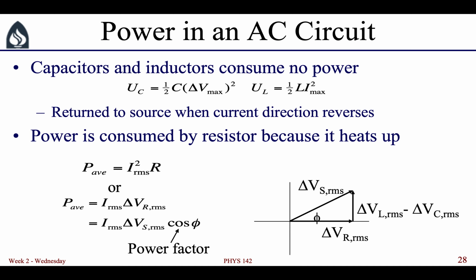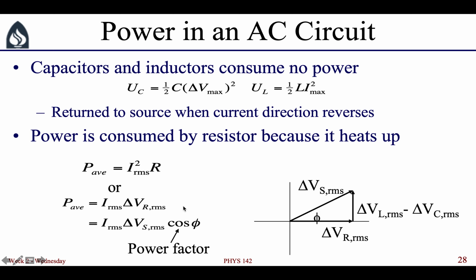So the average power consumed by a resistor is equal to the average current, or the RMS current, squared times the resistance. Or we can use the expression that the average power is equal to the RMS current times the RMS voltage across the resistor.